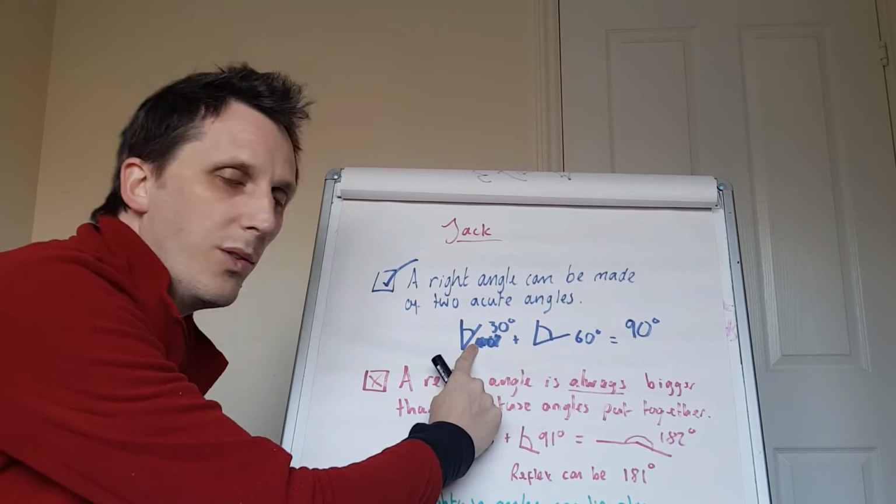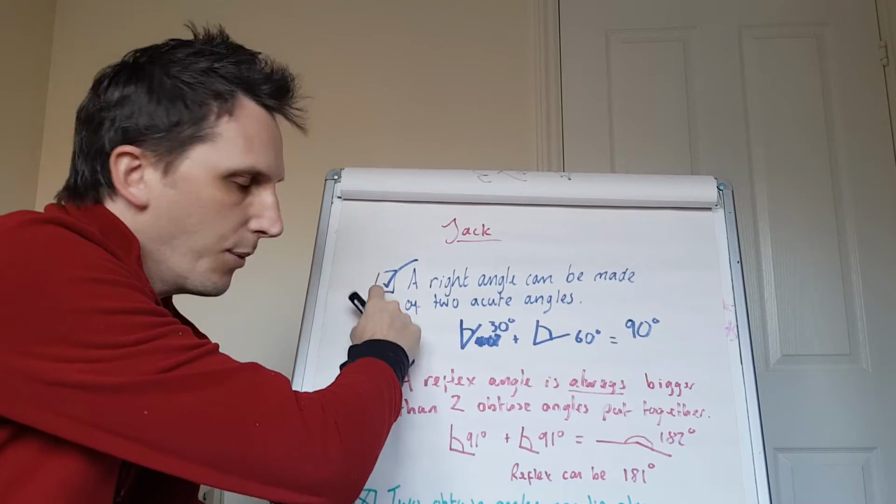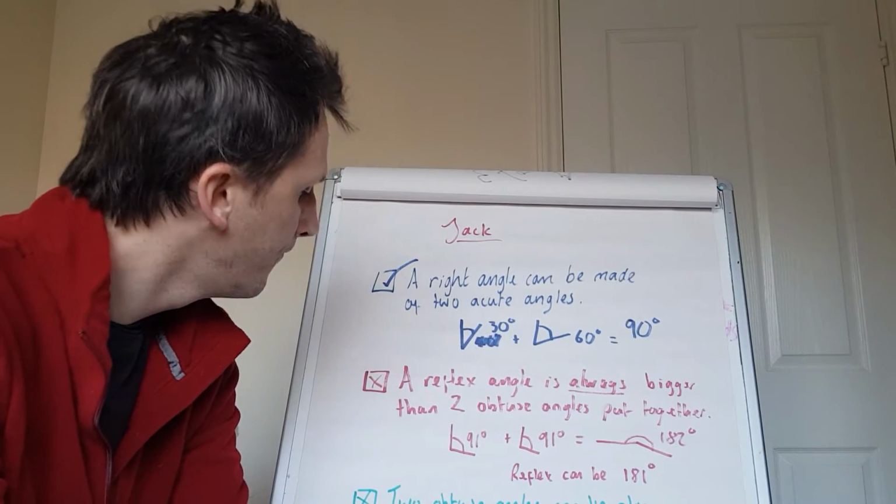2 acute angles here, one that's 30 degrees, one that's 60. That makes a right angle. So that one is definitely a tick.